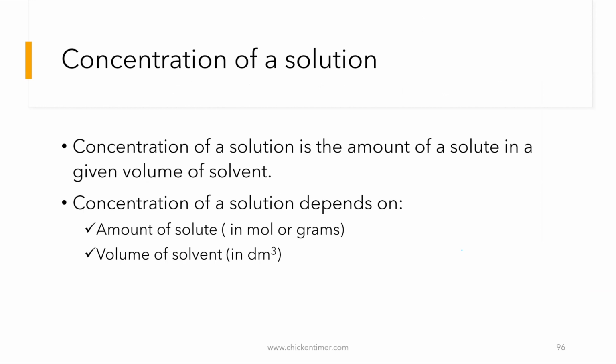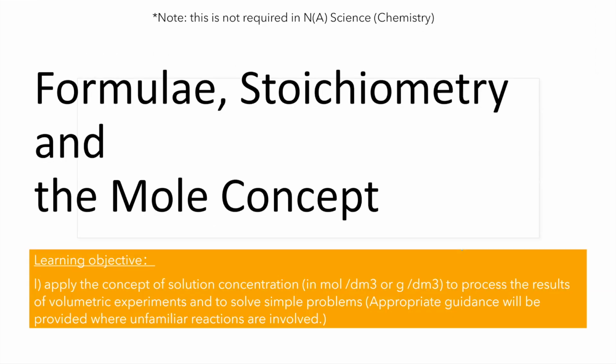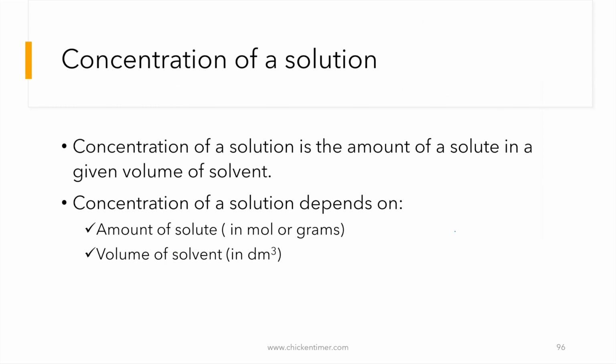Okay, so concentration is this kind where you have mole per dm cube or gram per dm cube. So they have two kinds of units also. You will depend on the amount of solid that you have and also the volume of solvent. So solvent is in dm cube, then the solid will be either in mass or in mole or in grams.